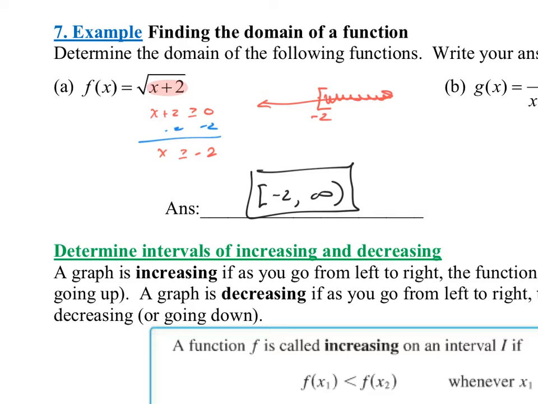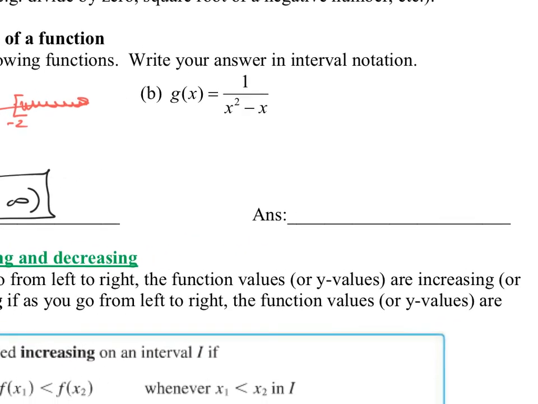So what we're saying the domain is, to get a value out, you can plug in any number negative 2 or bigger. And we can plug in the number negative 2. Again, the square root of 0 is 0, so that's perfectly fine. Let's look at the next one here.